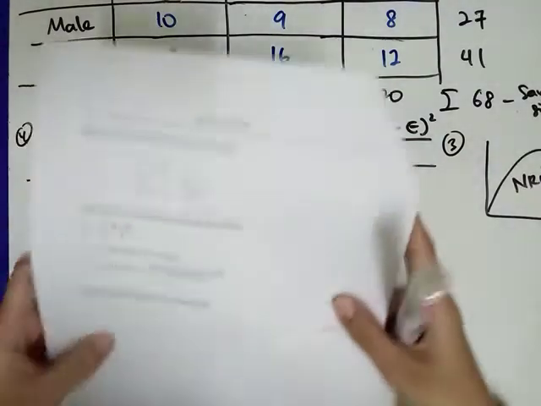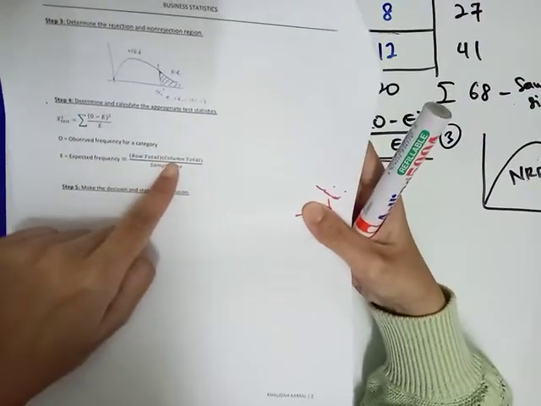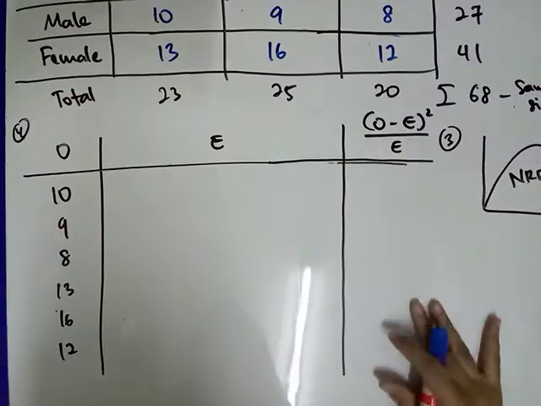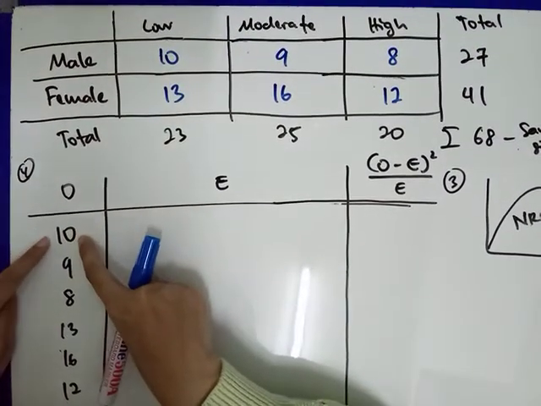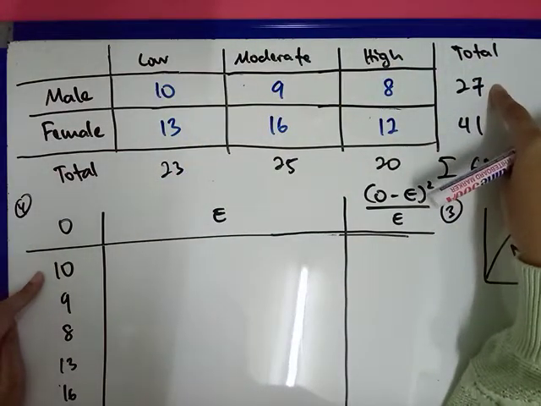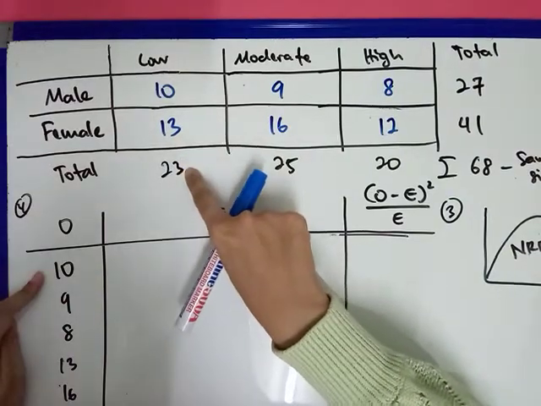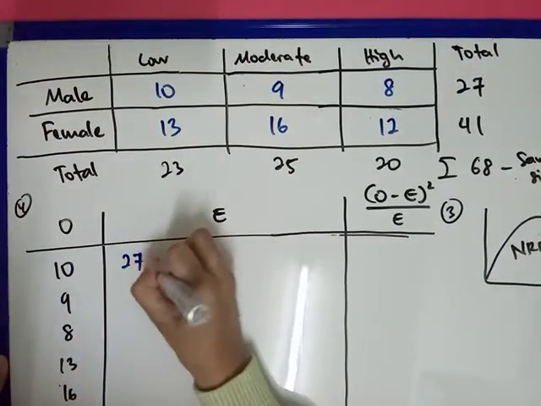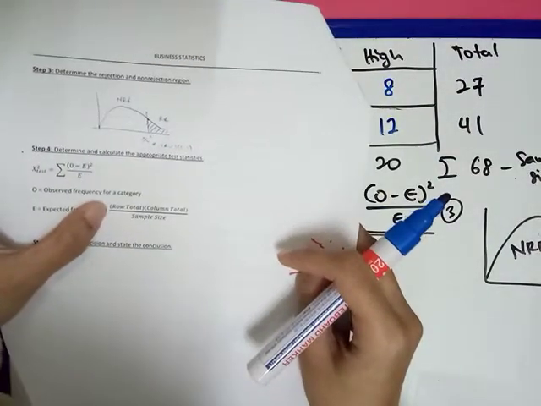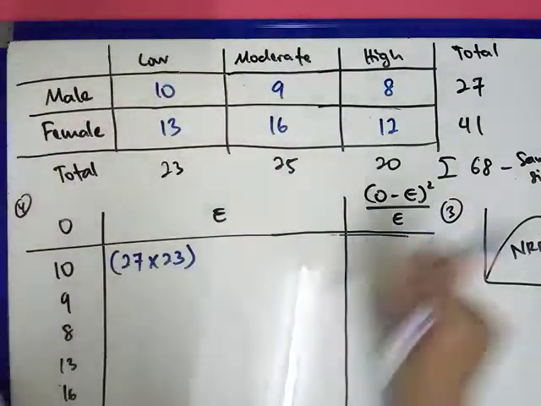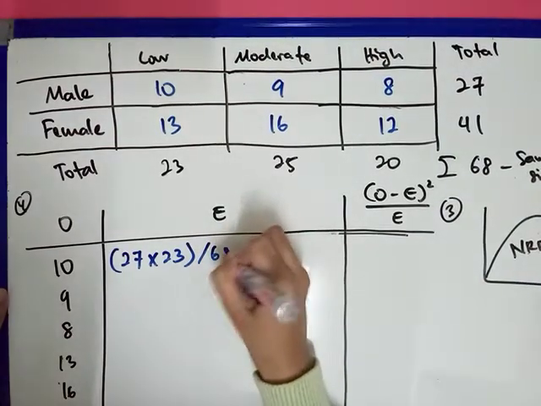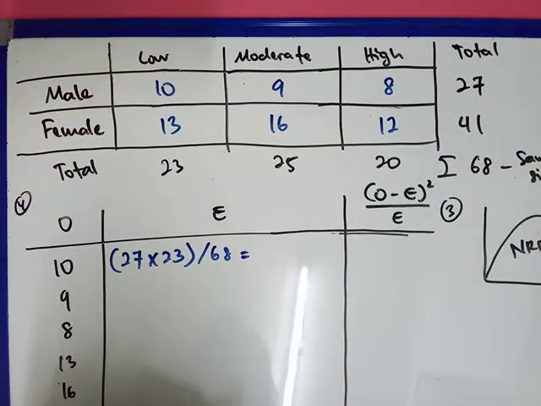E is, you need to calculate the row total times column total divided by sample size. Okay, for each element. What is mean by for each element? For element 10, this one, first element, the row total 27 times column total 23. And then, ikut formula row total times column total divided by sample size. So, we know that sample size is 68. So, divide 68. Then, you have to calculate.